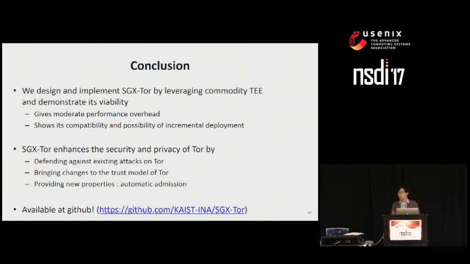Actually, I know the SGX controlled-channel attack, and in a recent study, there is a system called T-SGX, which protects against controlled-channel attacks to mitigate such attacks. So I think applying such methods to SGX-Tor would protect against such side-channel attacks.